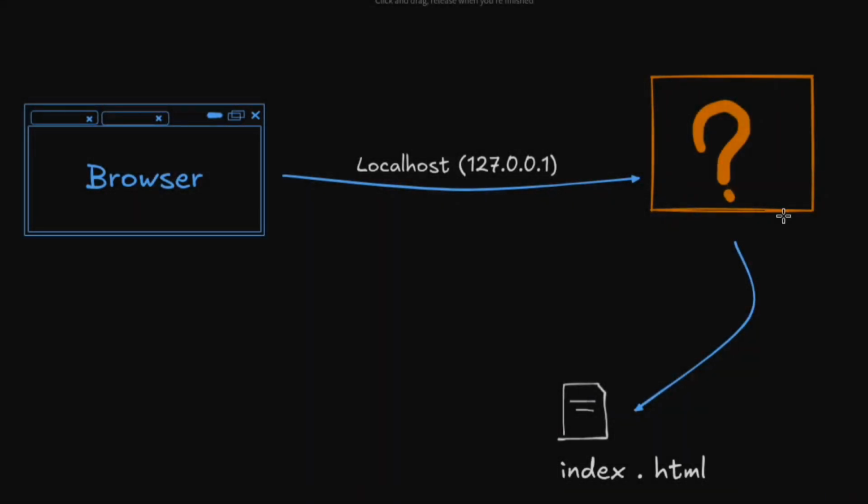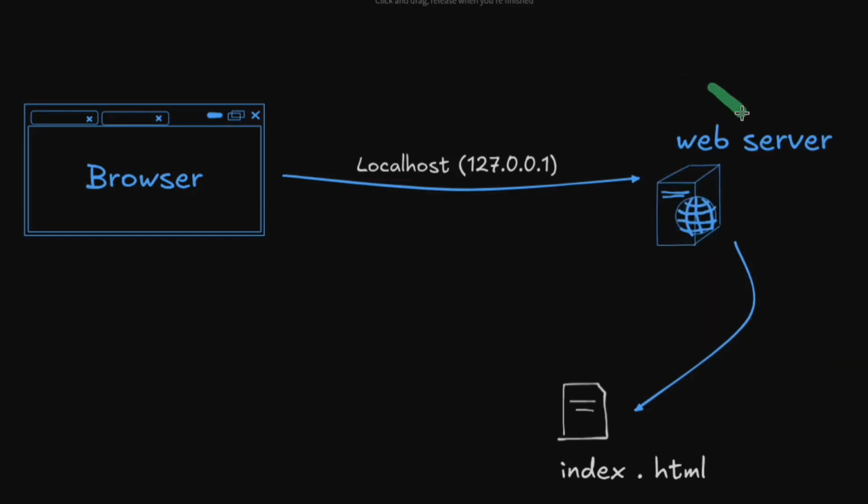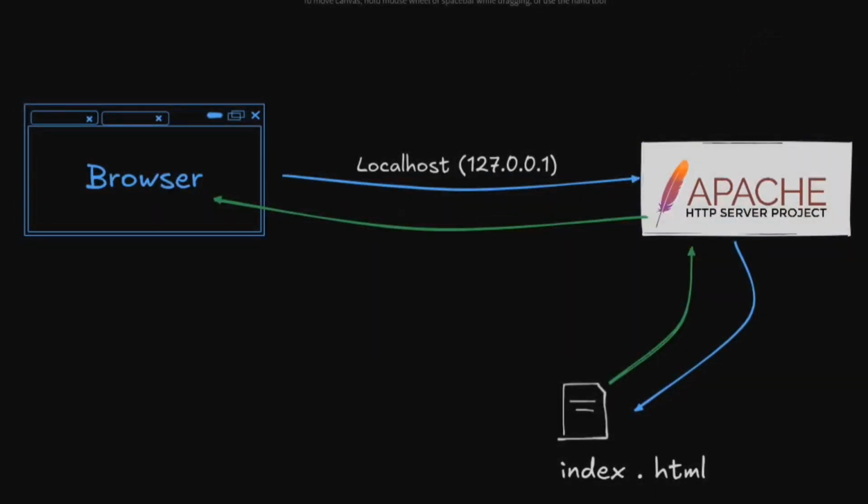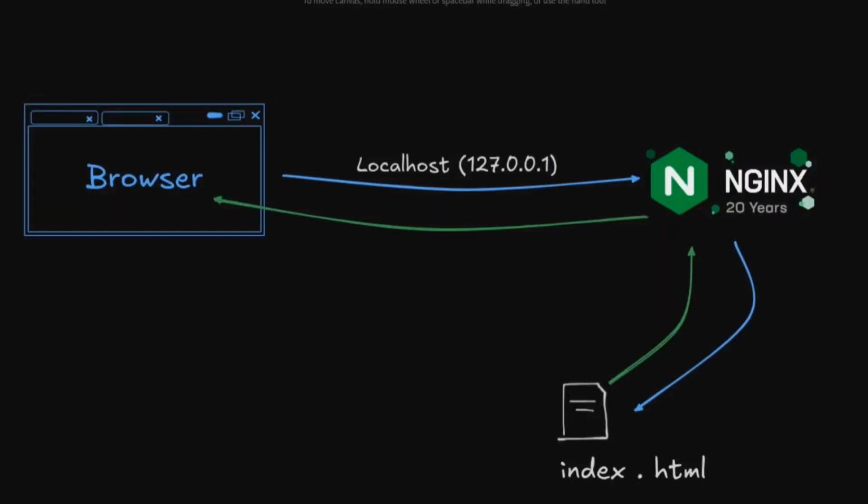We need a tool that can serve this HTML file to the browser. That tool is called a web server. Not a physical server, but software, a program that takes your HTML and delivers it to the browser over the network. There are many web servers out there. For example, Apache, one of the oldest, and Nginx, lightweight and super fast.